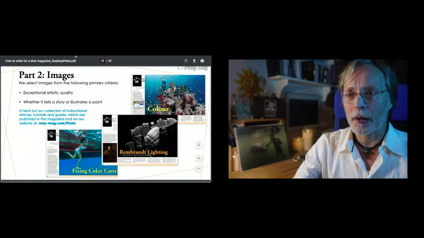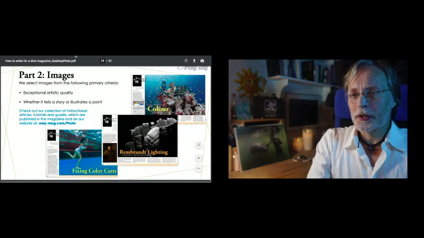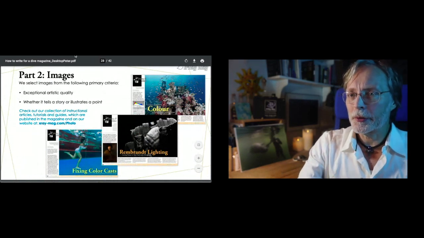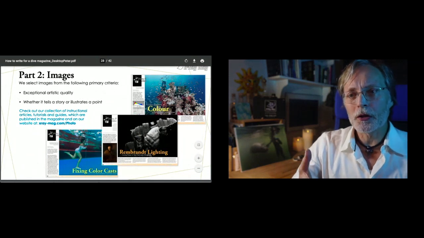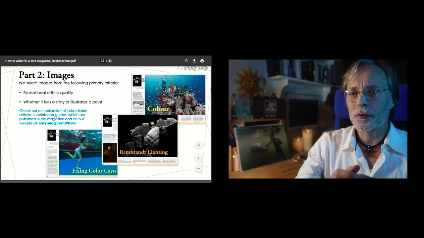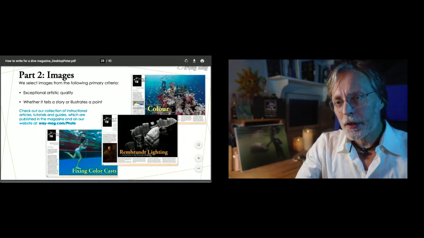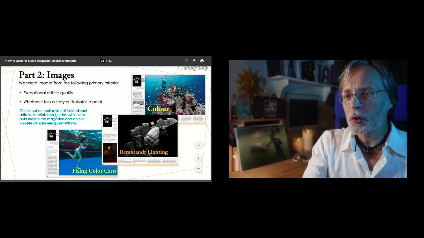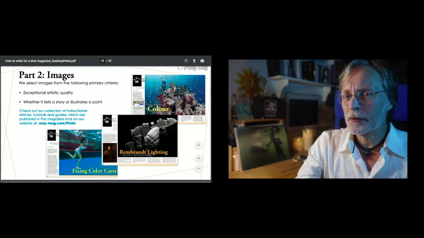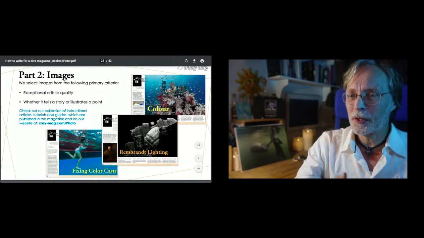Here are just some samples. But to give you an idea how we select images, and what criteria we apply, there are two categories. It's exceptional artistic quality, which is technical excellence, composition, all the rest of it. And the secondary is whether it tells a story or illustrates a point. The latter is not necessarily technically perfect, but it can be essential.